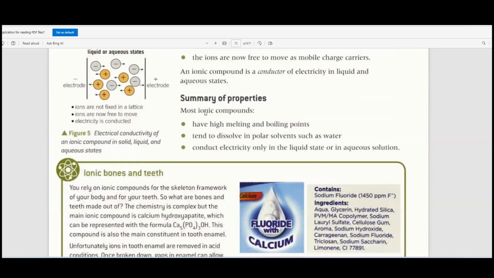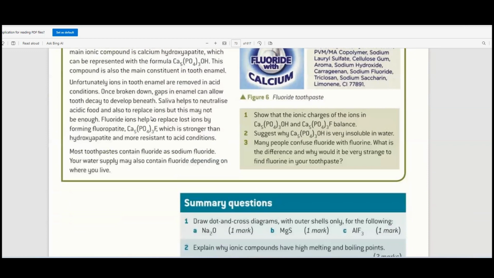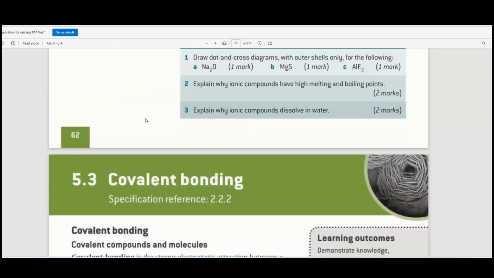So, summary of properties: most ionic compounds have high melting and boiling points, tend to dissolve in polar solvents such as water, and conduct electricity only in the liquid state or in an aqueous solution. I don't think this is important. Summary questions. I think that was it.